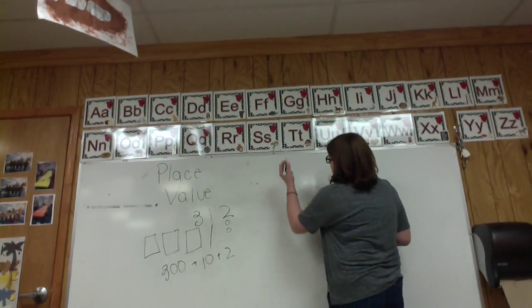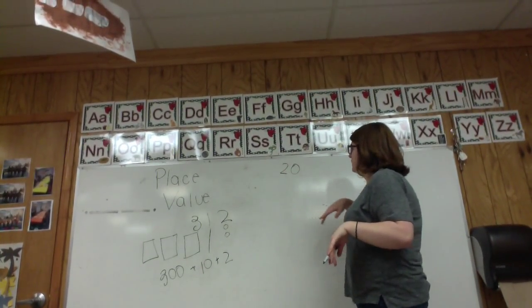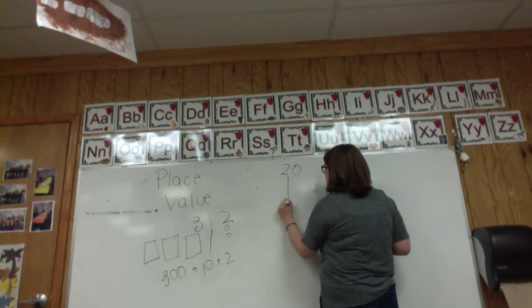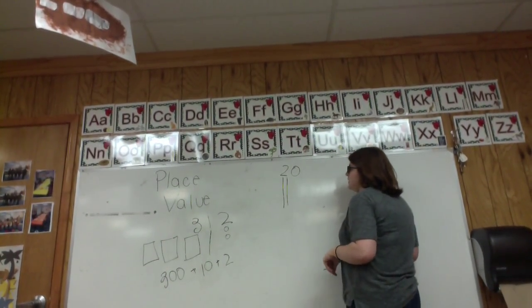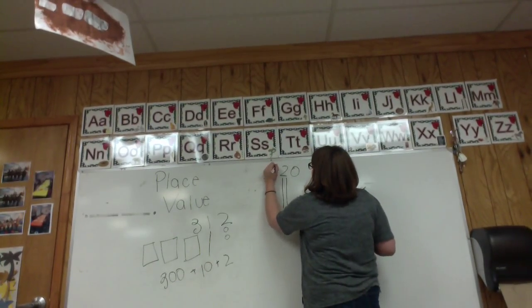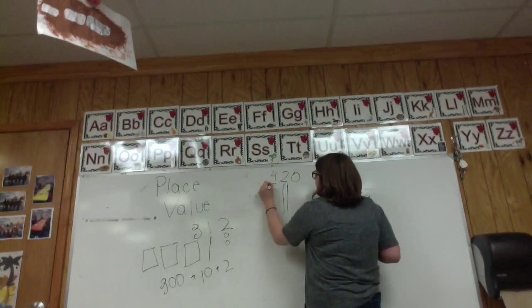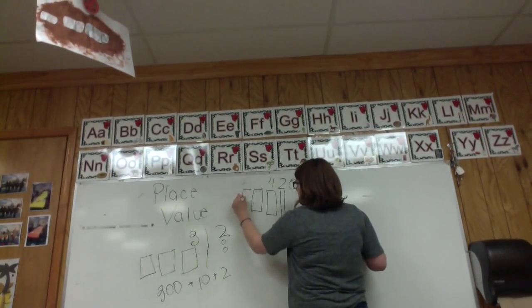Let's start with 20. Okay, we know that 0 is 0 ones, so I'm not going to draw a circle there. But we know that 2 is 2, we know that 20 is 2 tens. Now let's just add a 4 in front of it. So now this number becomes 420, and I add 4 rectangles to represent 400.